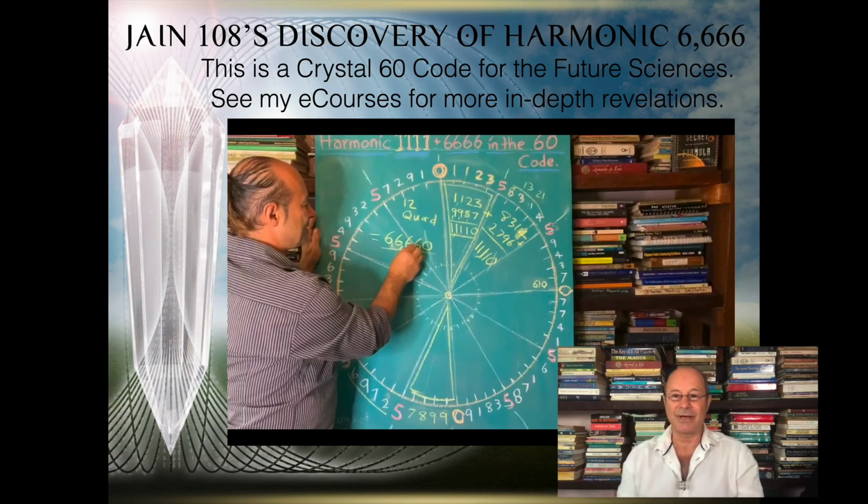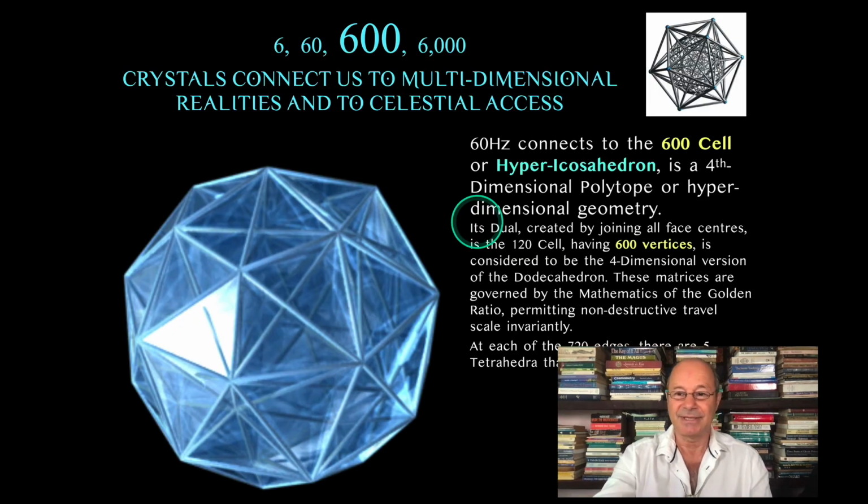In other courses, I talk more about the 60 code. When we look again at these Fibonacci numbers 1, 1, 2, 3, etc., it breaks down to nothing but sixes. There's harmonic codes inside of this that add up to 6,666. So these are very in-depth revelations.